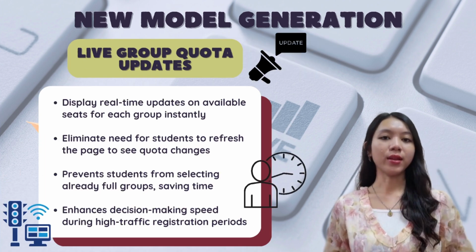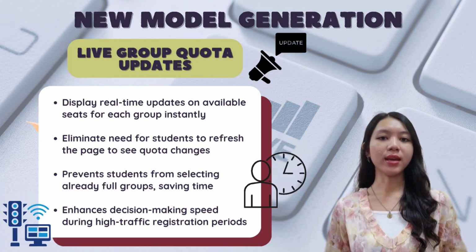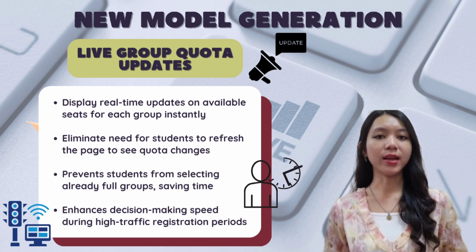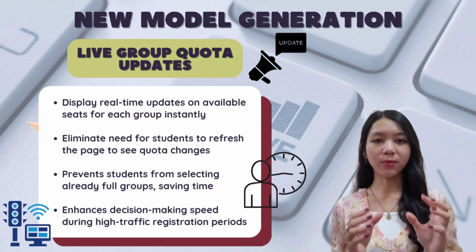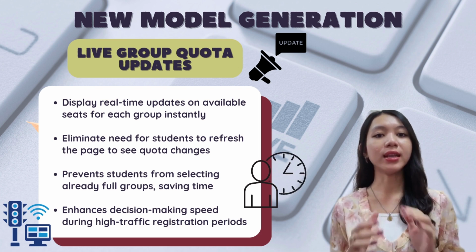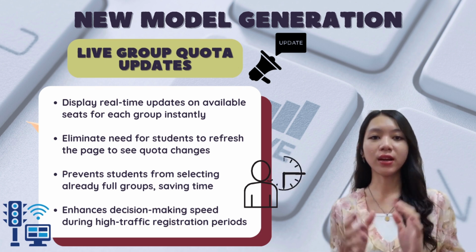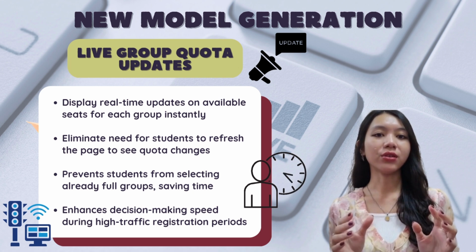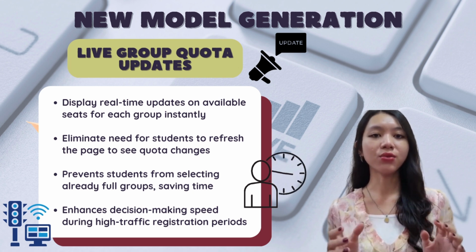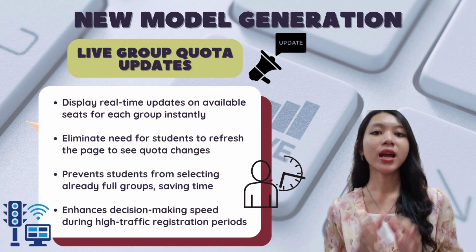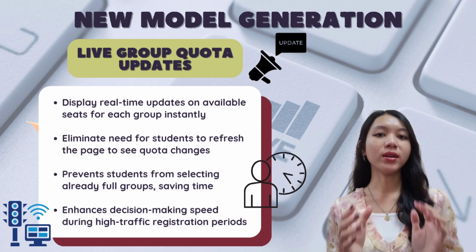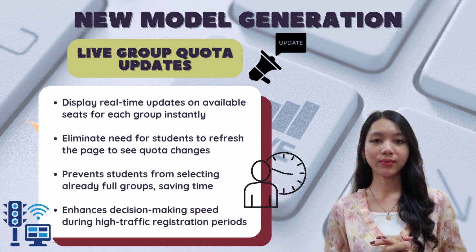The third improvement that can be implemented by UiTM is live group quota updates. This improvement will provide students with real-time information about available seats in each group without needing to refresh the page. This ensures that students won't waste time trying to select groups that are already full and can make faster and more accurate decisions during the registration process.